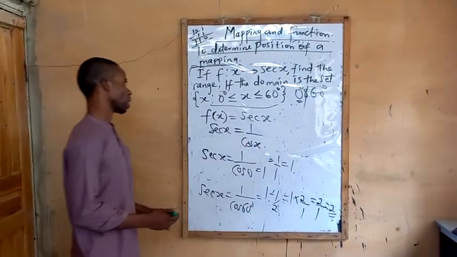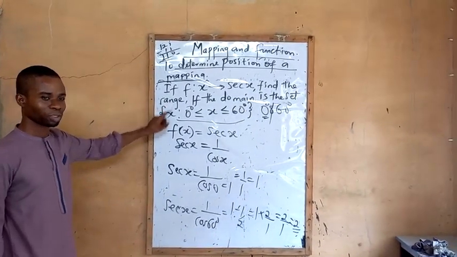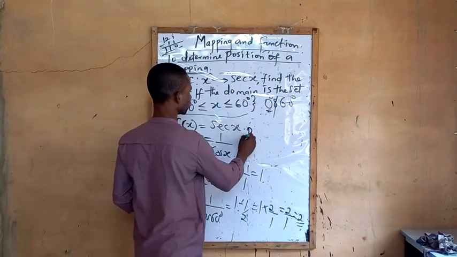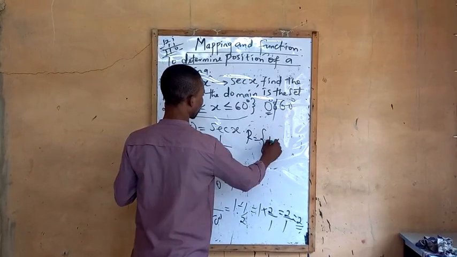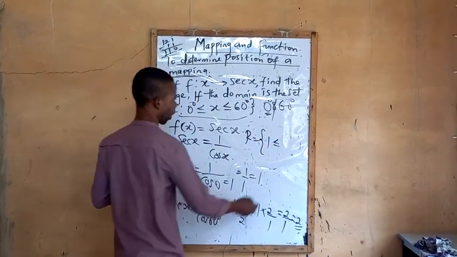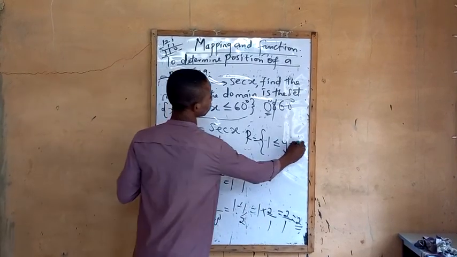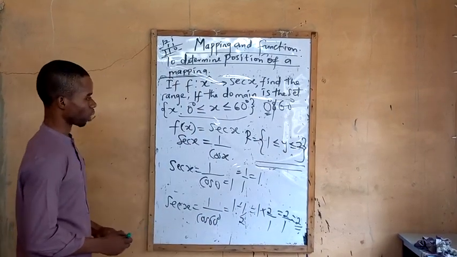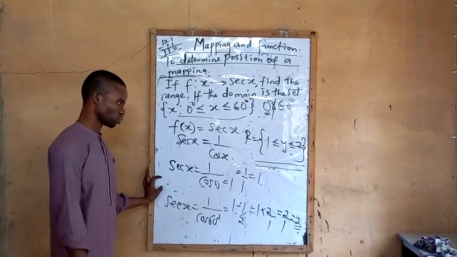So they ask us to find the range. How are we going to put our answer in range? The first one will go to 1, the second one will go to 2. So that means the range is going to start from 1, that means 1 is less than or equal to y, and y is less than or equal to 2. So that will be our range. 1 is less than or equal to y, and y is less than or equal to 2. Those are the range we got.